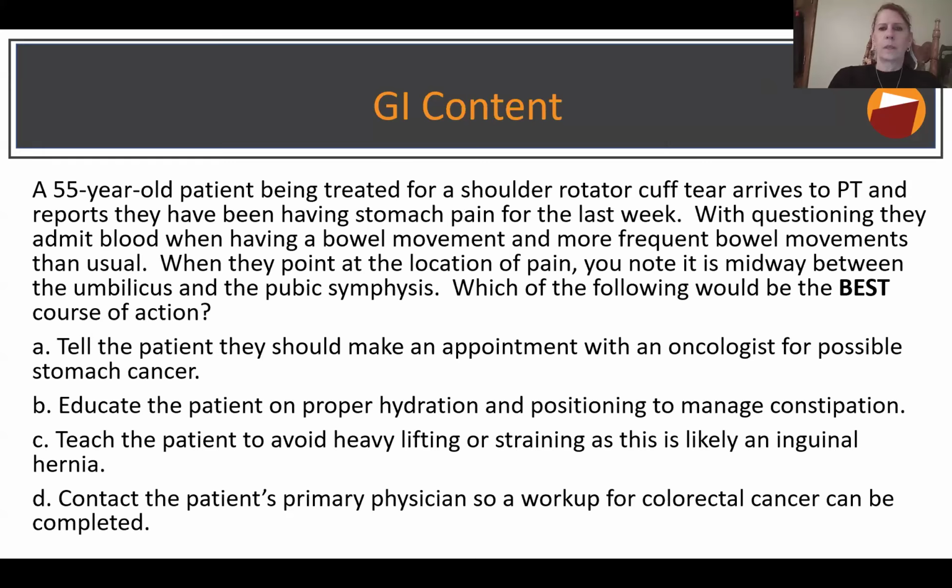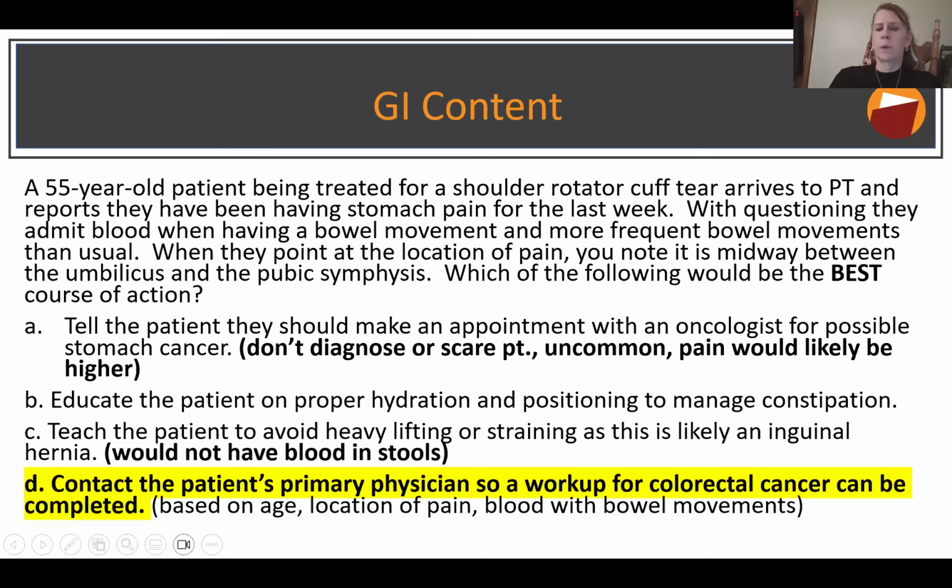All right, perfect. Okay, 93% of you said we want to contact the physician so that there can be a workup for colorectal cancer, right? So based on the age, the location of pain, the blood with the bowel movements, more frequent bowel movements, all of that is leading us to something might not be right here, right? We're seeing them for their shoulder and they're having all of these things. We might be concerned. We don't ever want to tell a patient that we think they have cancer, right? That's scaring the patient. We can't make that diagnosis.